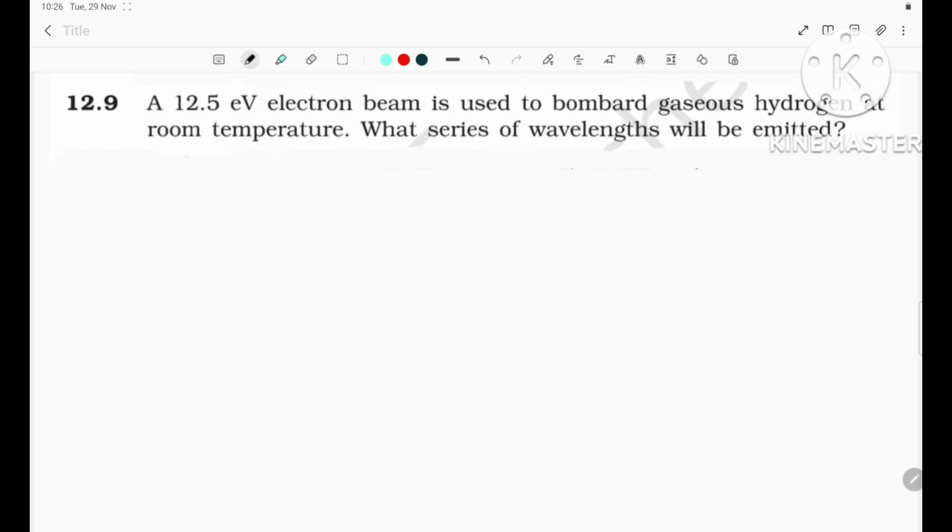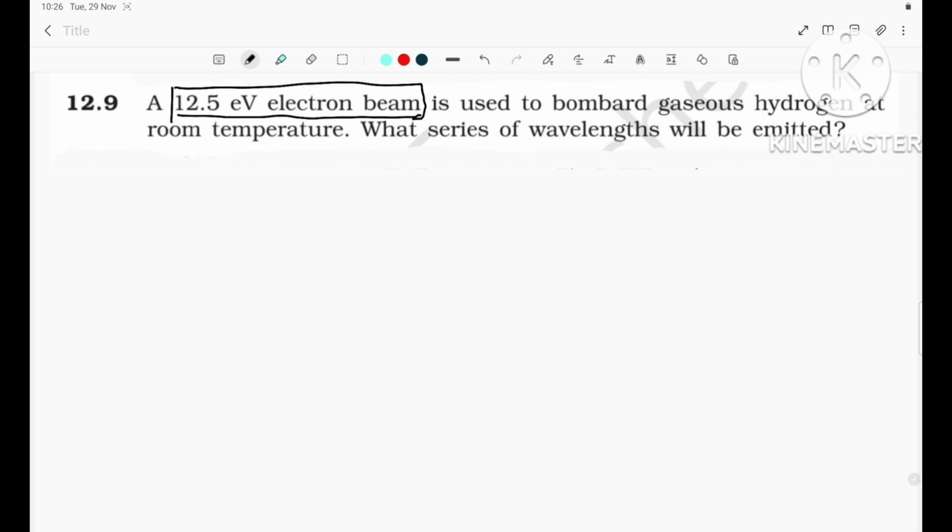So look at the next question. A 12.5 electron volt electron beam is used to bombard gaseous hydrogen at room temperature. What series of wavelengths will be emitted? So when the electron beam is having this much energy, all the spectral lines will be seen which can be formed by this particular energy, photon or electron beam in this case.